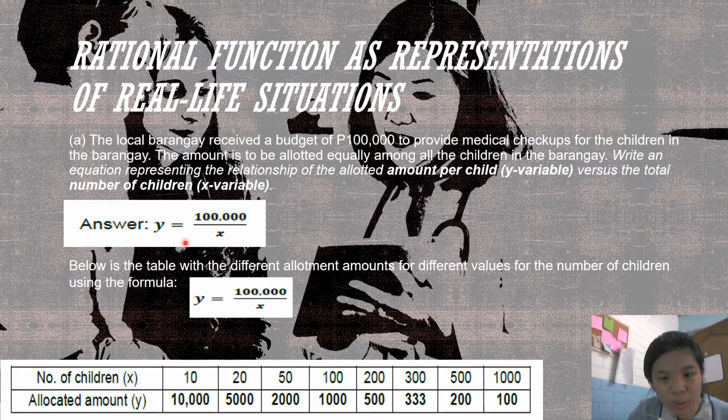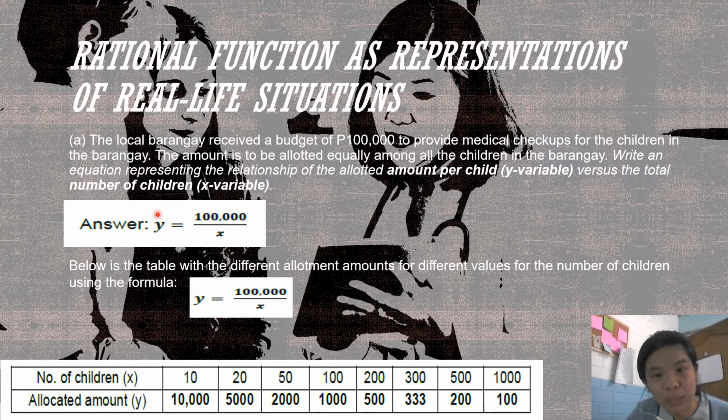Yung y doon is yung amount na marireceive nung isang bata, and yung x doon is yung total ng children na makaka-receive sa 100,000 na yon. Nakuha po. Bakit naging y equals 100,000 over x? Kasi kinukuha yung kung magkano yung makukuha ng per bata, per child.